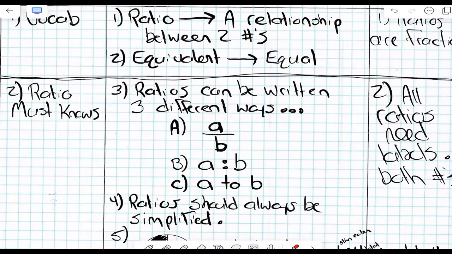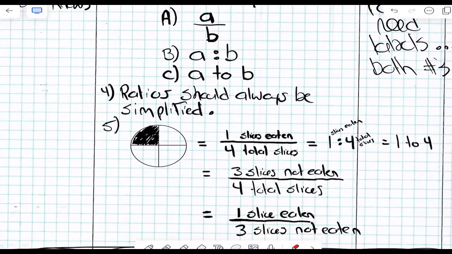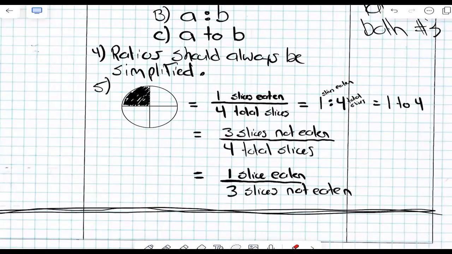Fraction. You can also write a ratio using a colon. So here's the first number and here's the second number, right? You can also write a ratio using the word "to." Is it important to simplify ratios? Actually, should you always simplify ratios? Here's an example of ways to write ratios.